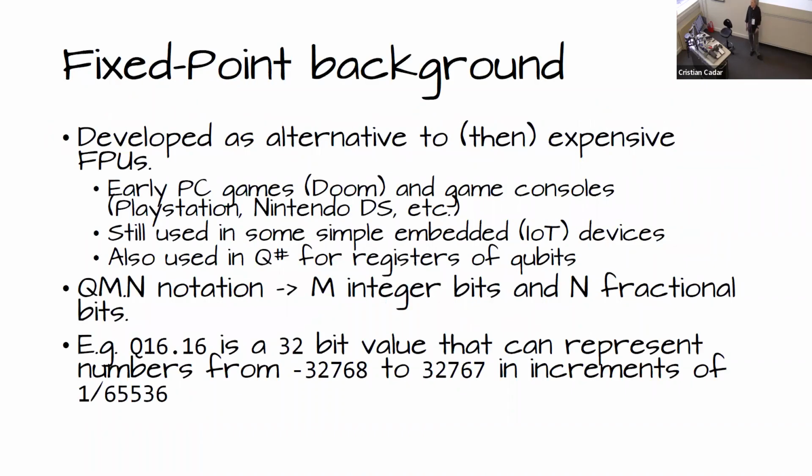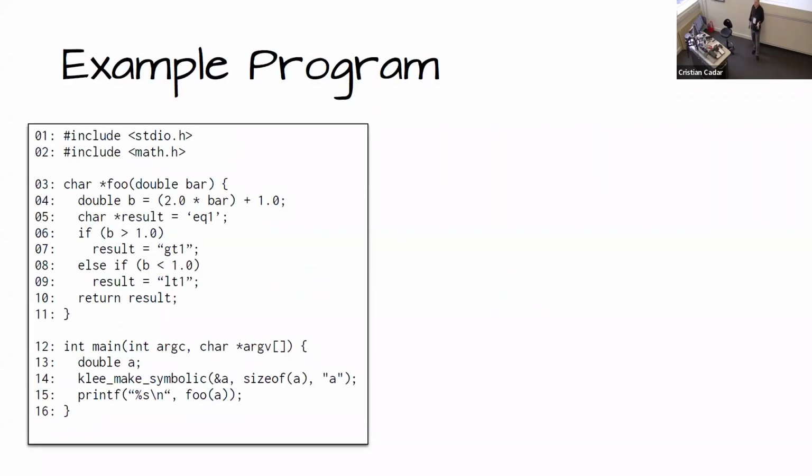As background, this is fixed point arithmetic. You can think of it as scaled integer arithmetic. A common notation is Q notation, where you have Qm.n, which means you have m bits of integer and n bits of fraction. You'll see me reference that a couple of times.